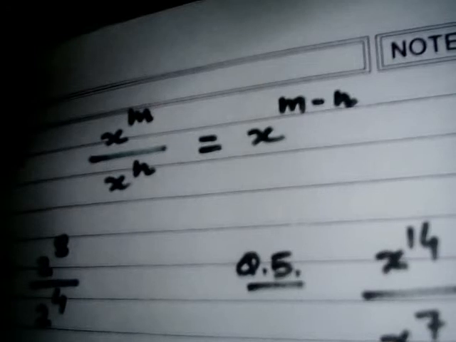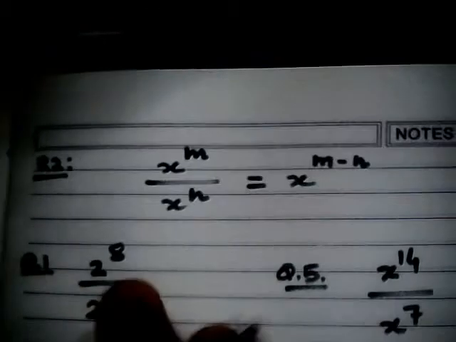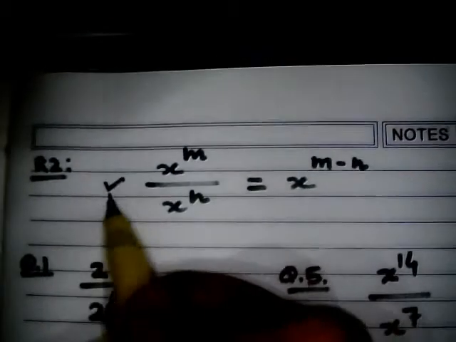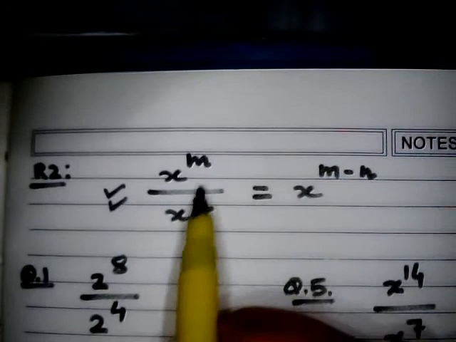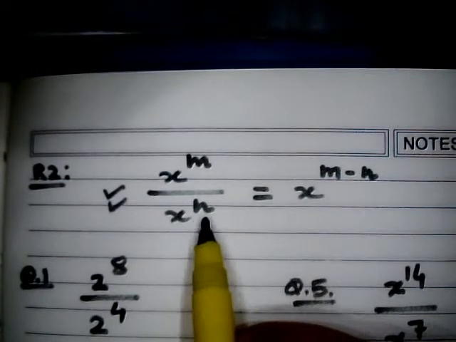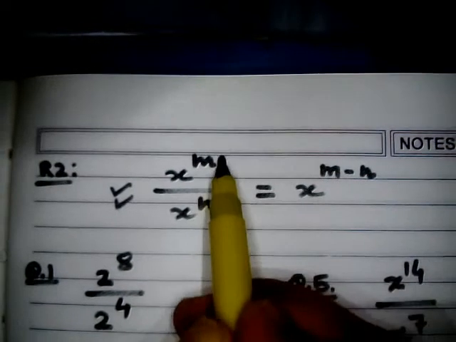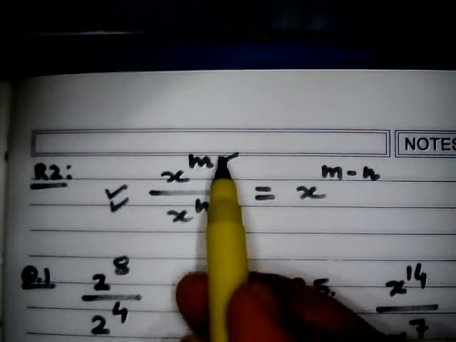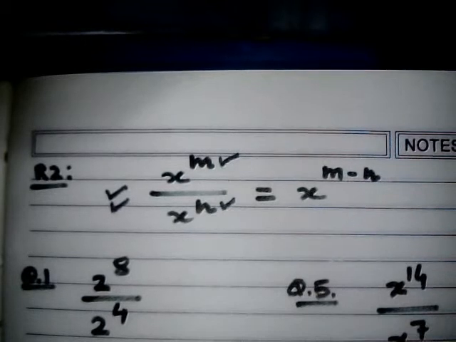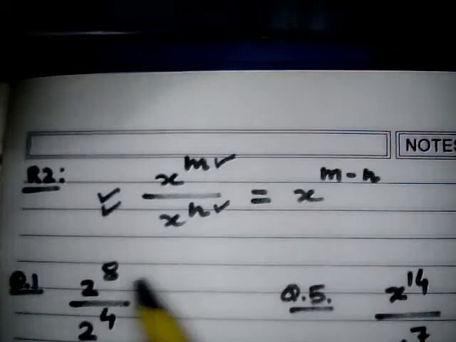Hi, today we are going to talk about this rule, the second property: x to the power m over x to the power n is equal to x to the power m minus n, where from the numerator power we subtract the denominator power. So let's see the questions based on this.